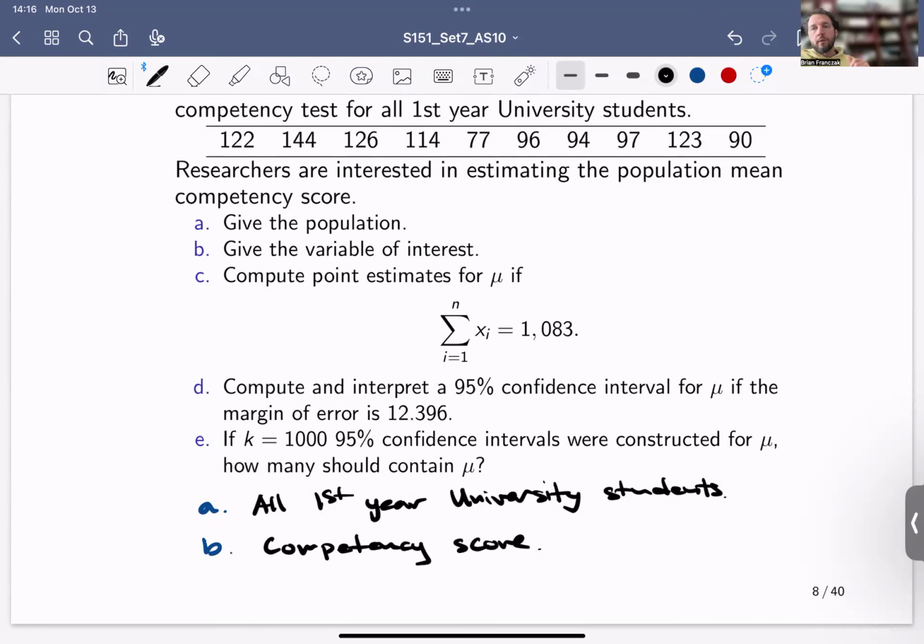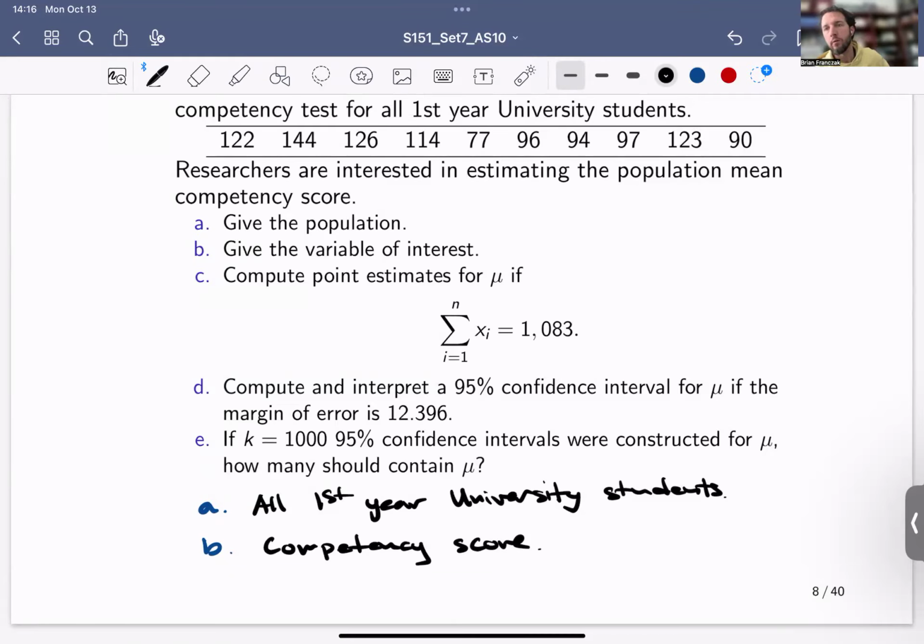Okay. So we are measuring, our variable is the competency score of all first year university students at some university. It doesn't strictly state what it is, but the point is that we are measuring this competency score for first year students. And we're going to use this idea when we interpret the interval.